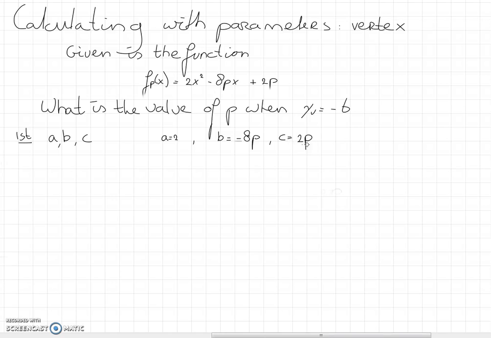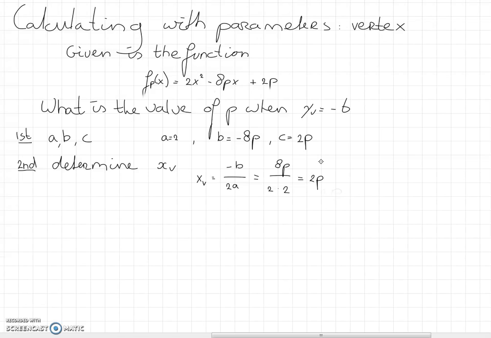Mind that you do write the p's down in these coefficients b and c. If you forget them, you'll get a wrong answer. The second step is determining the x-coordinate of the vertex in terms of p. We know that the x-coordinate of the vertex can be found by calculating −b divided by 2a. So that is in this case −(−8p), so positive 8p, divided by 2 times 2, which is 4. So 8p divided by 4 is 2p.